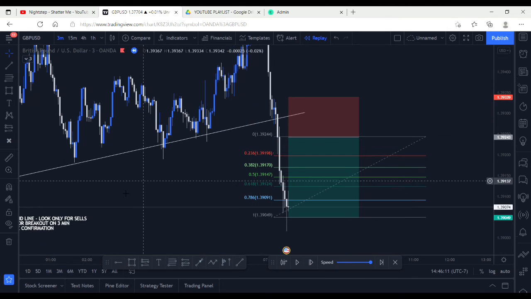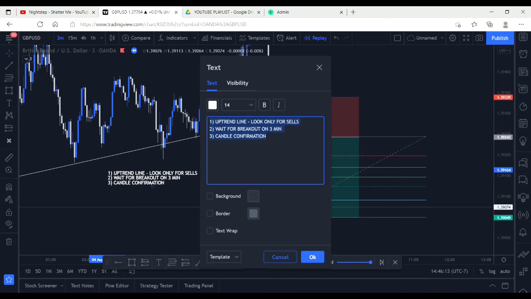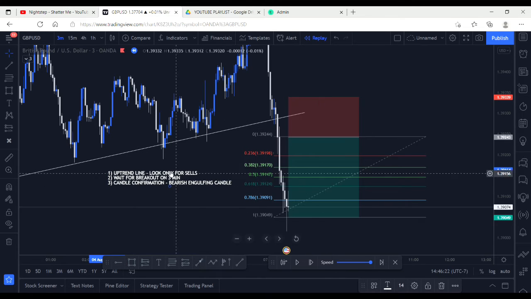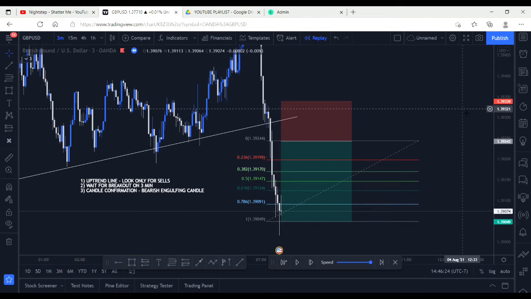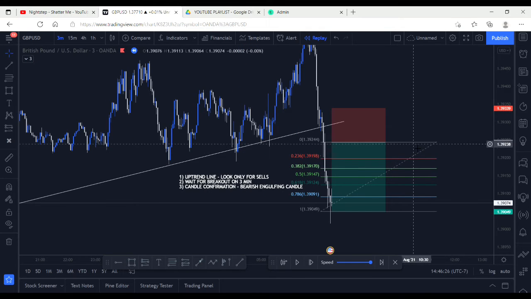And you see, candle confirmation, bearish engulfing candle. I misspelled that, but I do not care. But yeah, this is how you catch breakouts of a trend line.